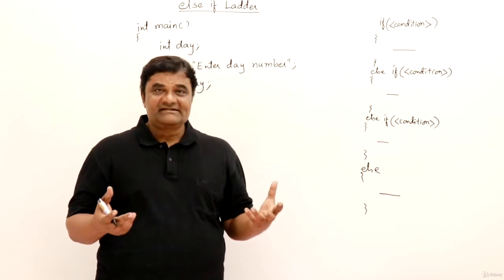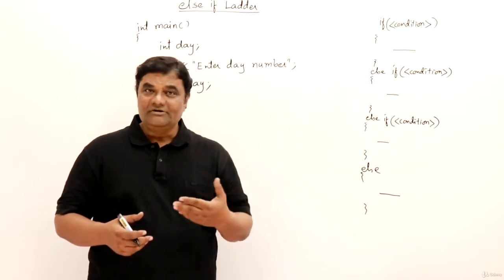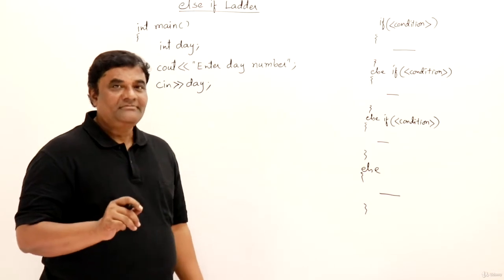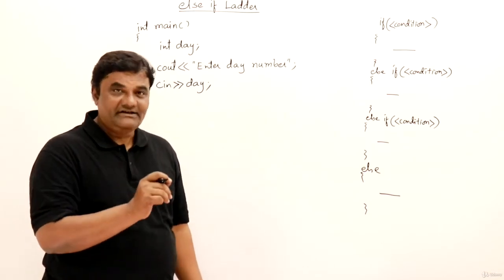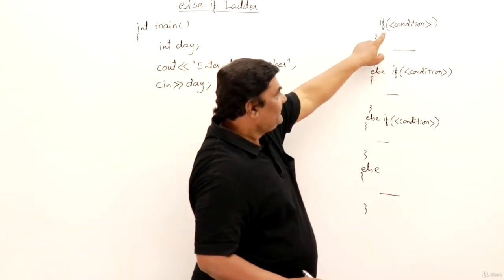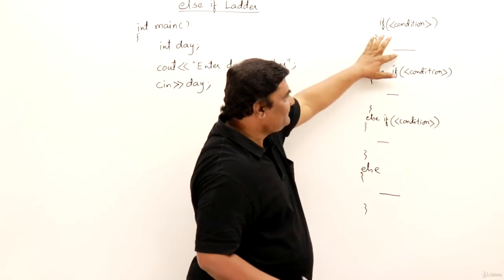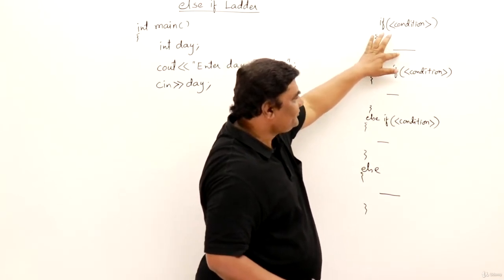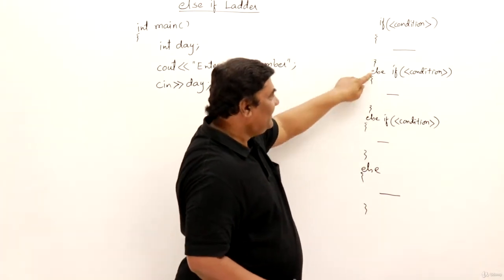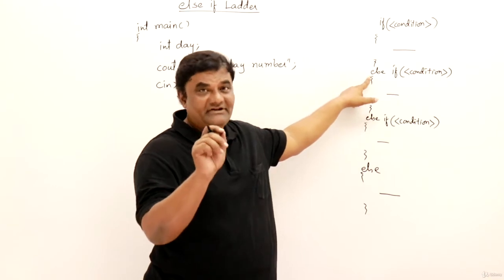Otherwise, too many nested ifs will create confusion for a programmer and even the code will not be easily readable. So let us see how you can frame an else if ladder for nested if. Here is the skeleton. This is the if condition. If true, then in these flower brackets, whatever has to be executed should be here. Then else. This is the else of this if. And inside this else, again there is an if statement.